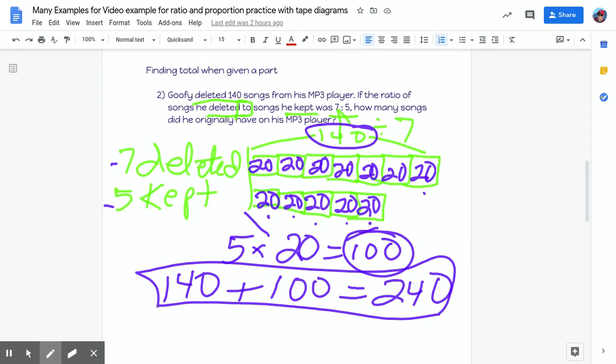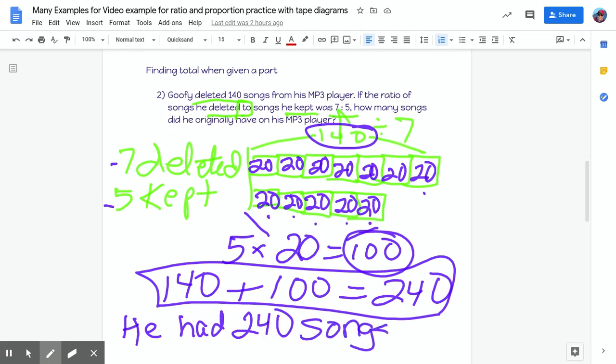So he had 240 songs on his MP3 originally. That's poorly worded. I can't write and talk at the same time. I would probably put originally first, but there we go.